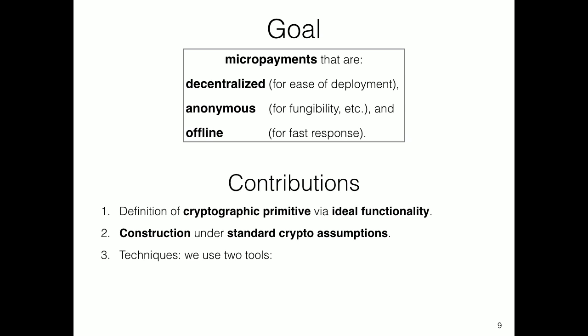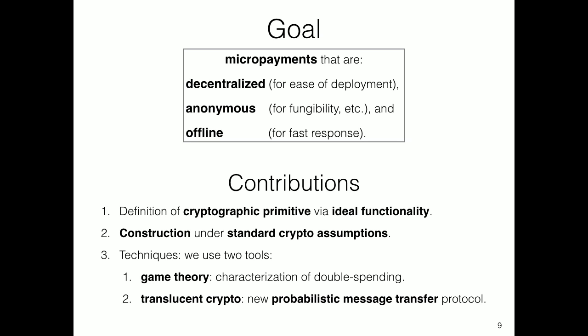And to do this, we use 2 main techniques. One is game theory, which gives us a good characterization of double spending, which, as we will see, isn't preventable in our setting when we're working in the offline setting where null payments don't go on the ledger. And we use this cool technique called translucent cryptography, which gives us a probabilistic message transfer. So I can give Bob a message, and he'll only be able to decrypt it with some probability that we agreed on before.